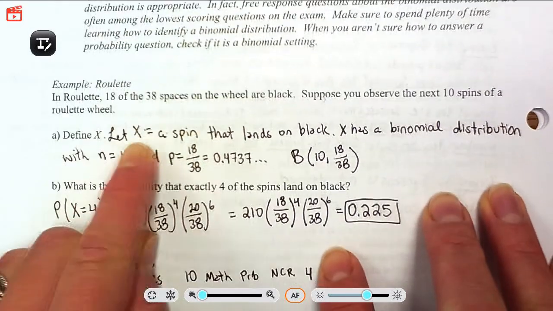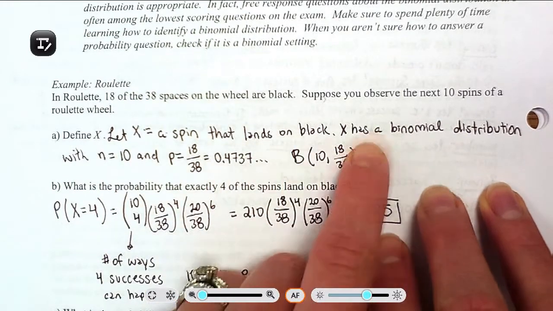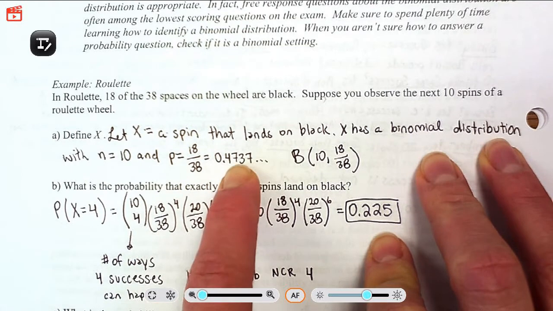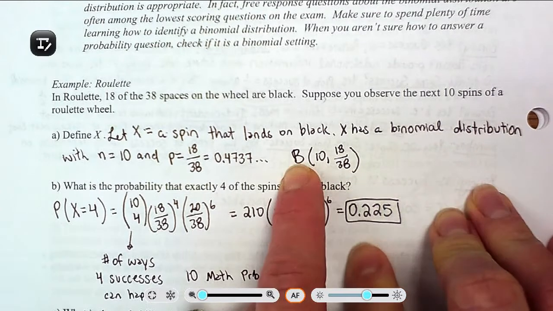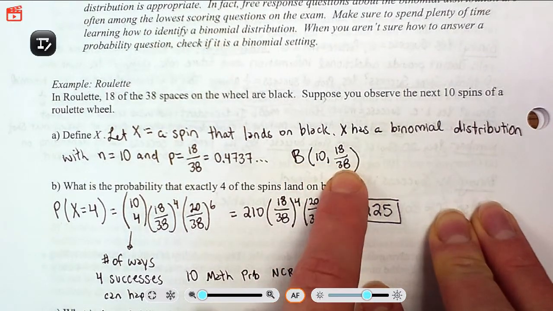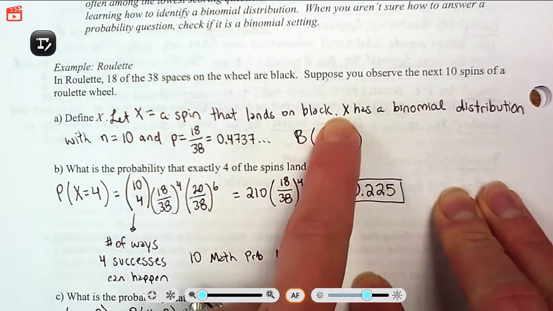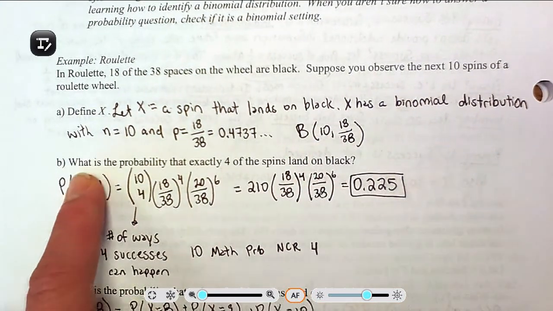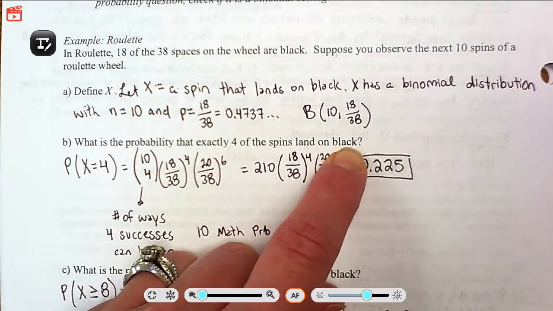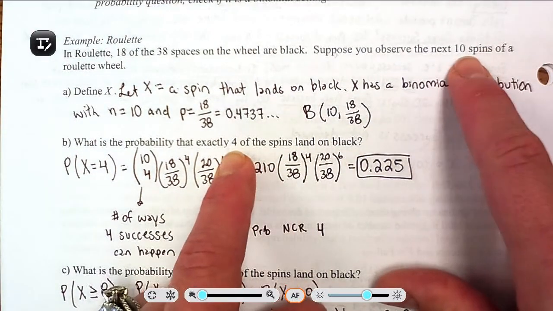So define x. Let x equal a spin that lands on black. X has a binomial distribution with n equals 10 and probability of a black equals 0.4737. So x is a binomial setting with 10 trials and 18/38 probability of success. What is the probability that exactly 4 of the spins land on black? So I want 4 successes out of the 10 spins.